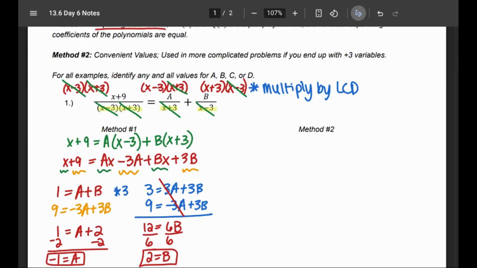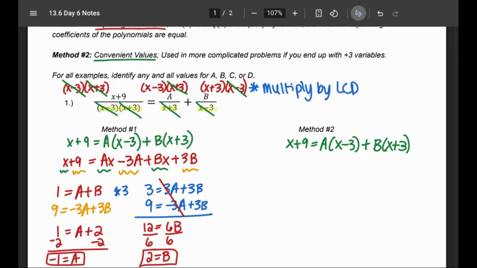All right, now we're going to redo the exact same problem, but this time we're going to use the convenient values method. So step number 1 would be to multiply by the LCD, which we did when we did method number 1. And then we ended up getting x plus 9 equals a times x minus 3 plus b times x plus 3. So we're going to start at this step.